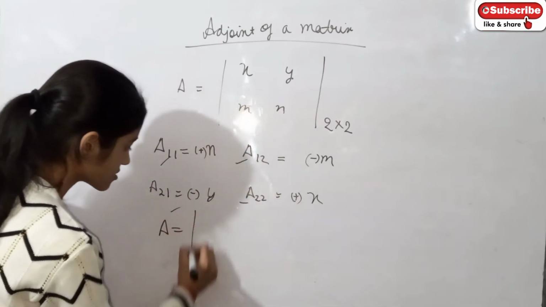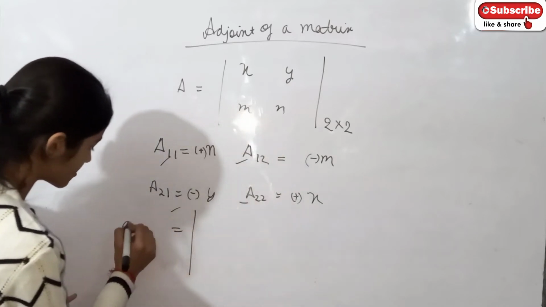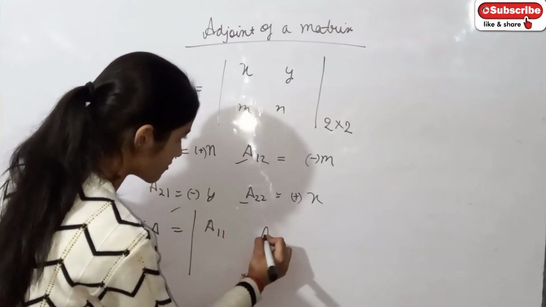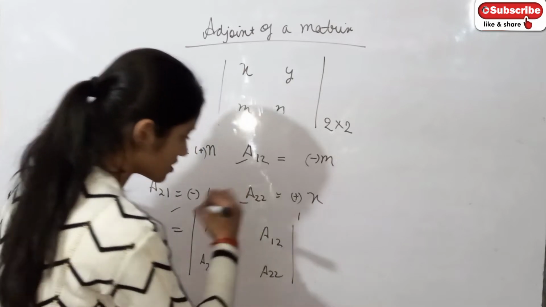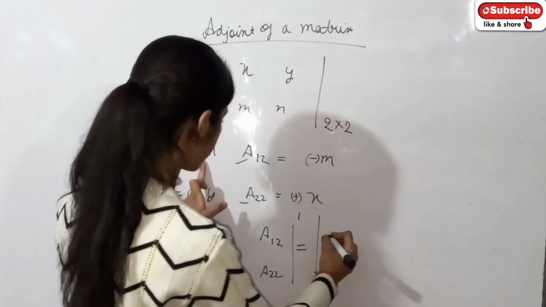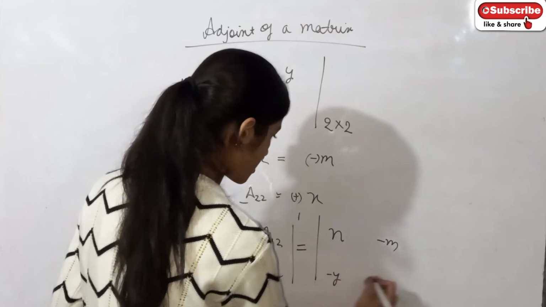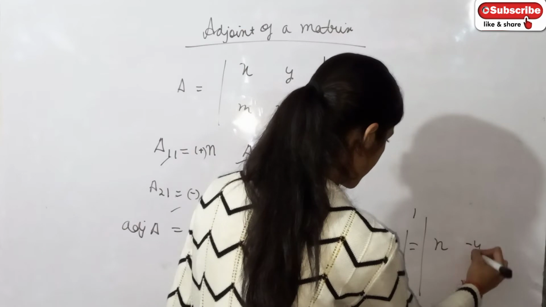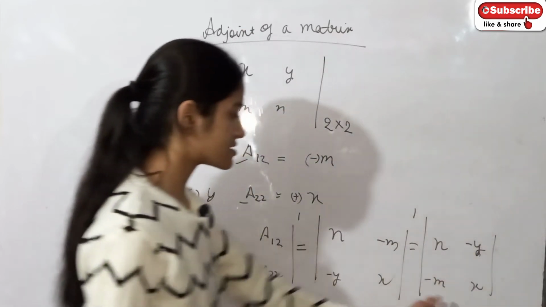So after we find the cofactor, what is the adjoint of that? Adjoint of A is the transpose of its cofactor. What is the cofactor? A11, that is n, minus m, minus y, x. We take its transpose and we get n, minus y, minus m, and x. This is the adjoint of A.